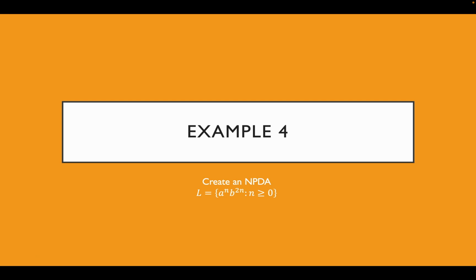On to our final example. Our final example is the language of A to the N, B to the 2N. That means there's twice as many B's as there are A's. We also need to include the empty string since N is greater than or equal to 0.